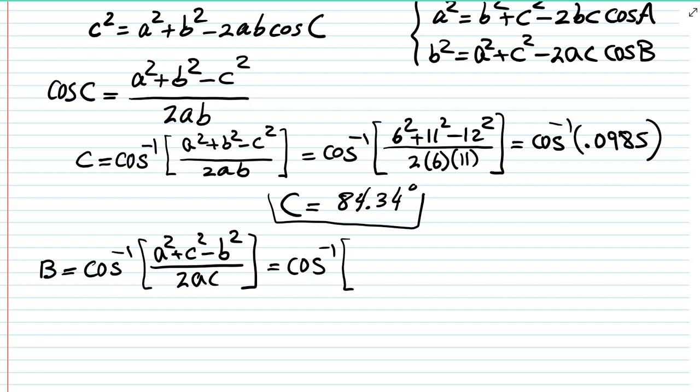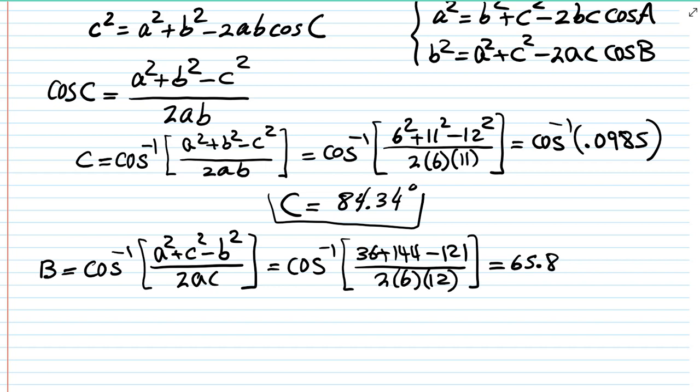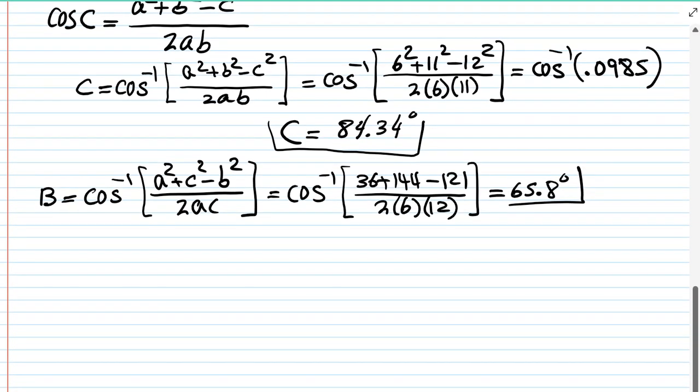Cosine inverse, either way is fine. It's just a matter of preference at this point. That's 36, that's 6 squared, 12 squared minus 11 squared, divided by twice 6 by 12. And this is going to make it 65.8 degrees. So we got 2 out of 3 angles.